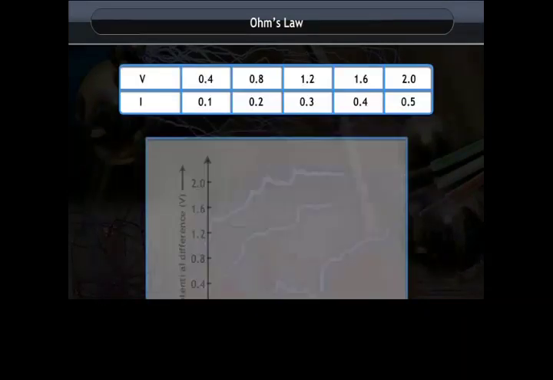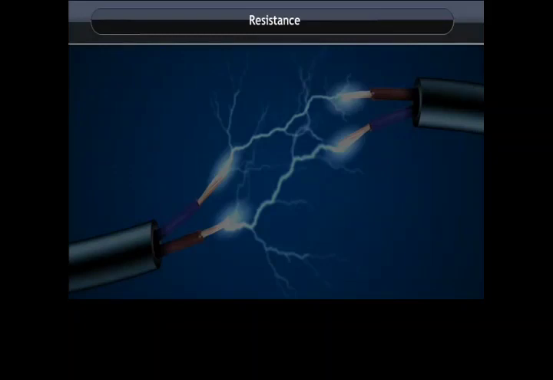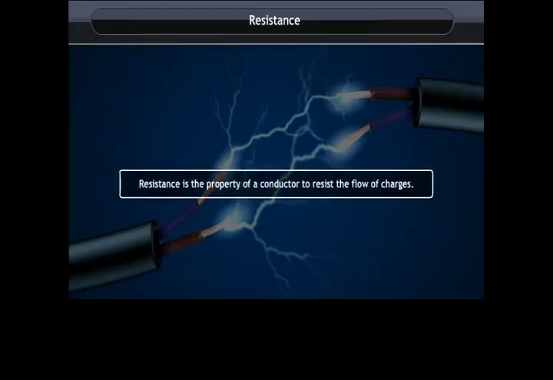Look at the data. If we plot a graph between the potential difference versus current, we observe that as the current through a wire increases, the potential difference across the wire increases linearly. This graph obeys Ohm's law. Resistance. Resistance is the property of a conductor to resist the flow of charges. Let us study electrical resistance of a conductor with the help of an activity.